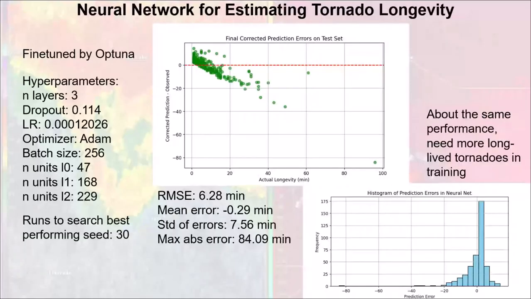So same process: find the best hyperparameters, do a 30 seed search. This model did not perform as well as the wind estimate model. So we still have that spread and bias towards longer lived tornadoes, which is to be expected. So same process, I need to find more long lived tornadoes and balance out this data set, which will take a couple years of information.